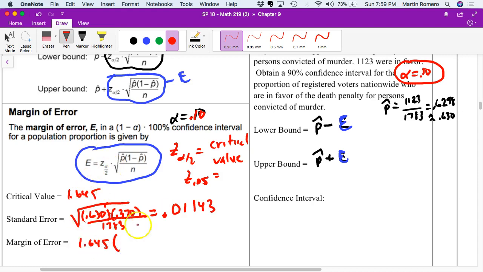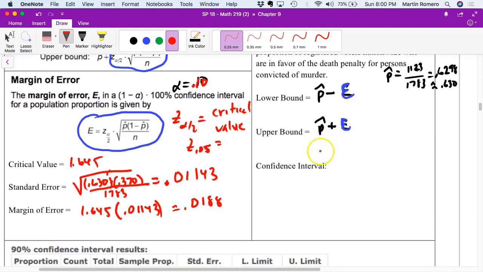You can do this in one step. I just broke it down this time, but you could do this in one step if you wanted to, and then multiply that. And so I get a margin of error of 0.0188.